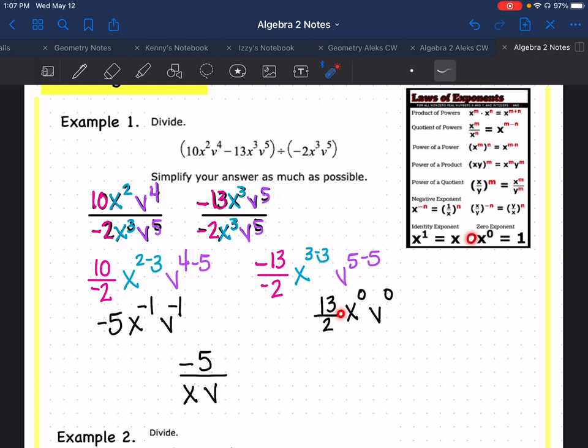I have 13 over 2 times 1 times 1. Well, anything times 1 is that thing. So that thing would be my fraction, 13 over 2. It is positive, so I'd put a plus in between. I cannot add these two fractions together because there's no x or v with the 13 over 2. That would be my final answer.